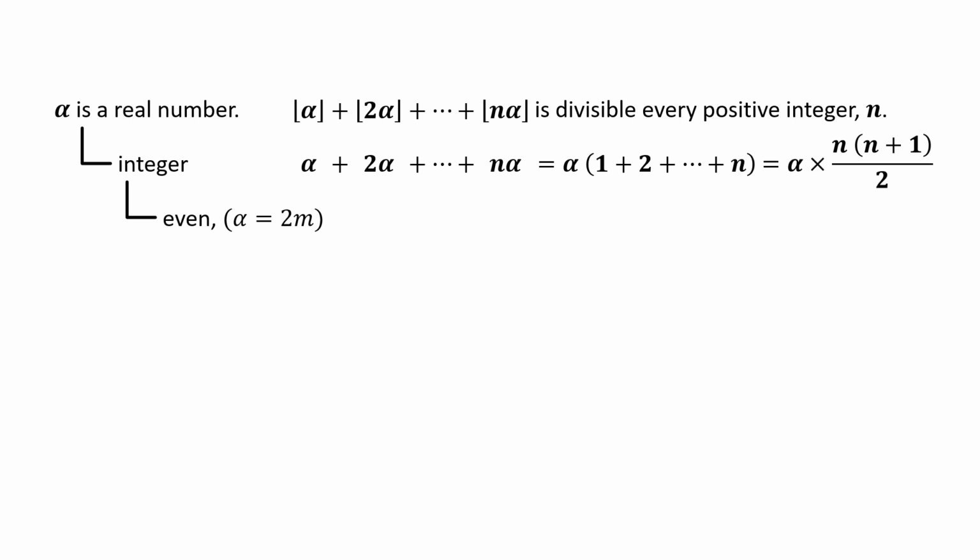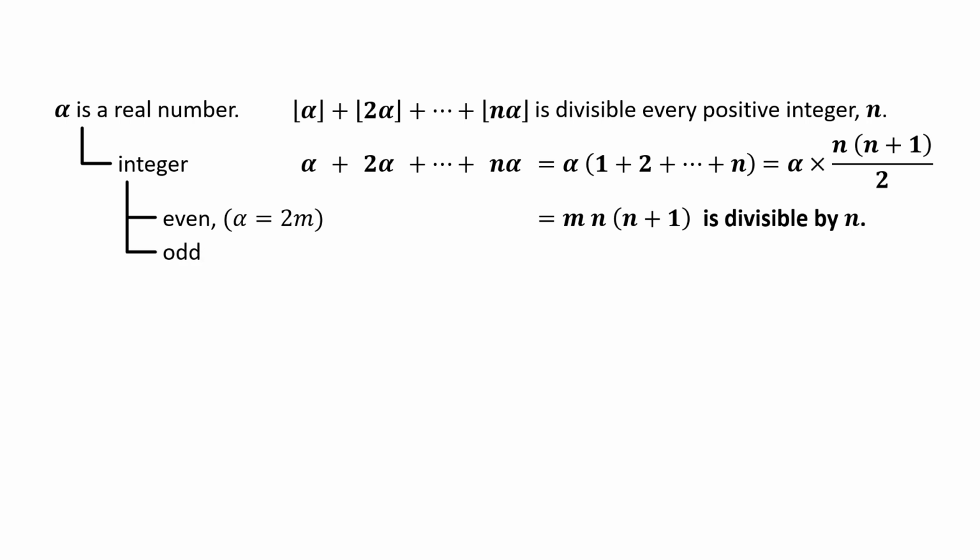If alpha is even, let's say 2m, the expression becomes m n times n plus 1. Since both m and n are integers, this expression is always divisible by n. So if alpha is even, the expression is always a multiple of n.